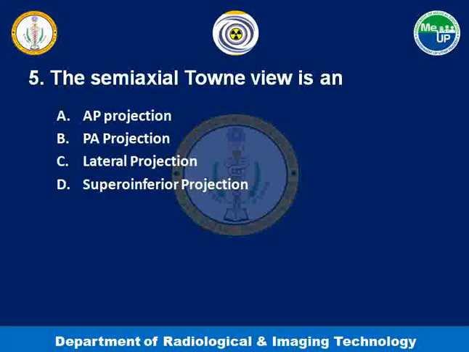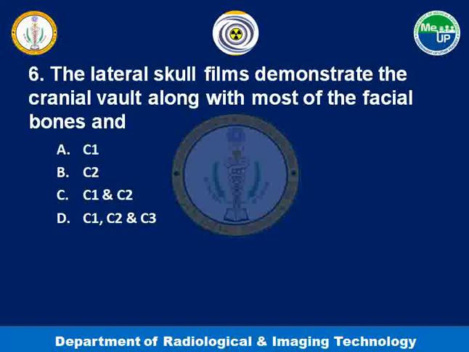Question number 5. The semiaxial Towne view is: Option A is AP projection. Option B is PA projection. Option C is lateral projection. Option D is superinferior projection. The correct answer of this question is option A. AP projection.